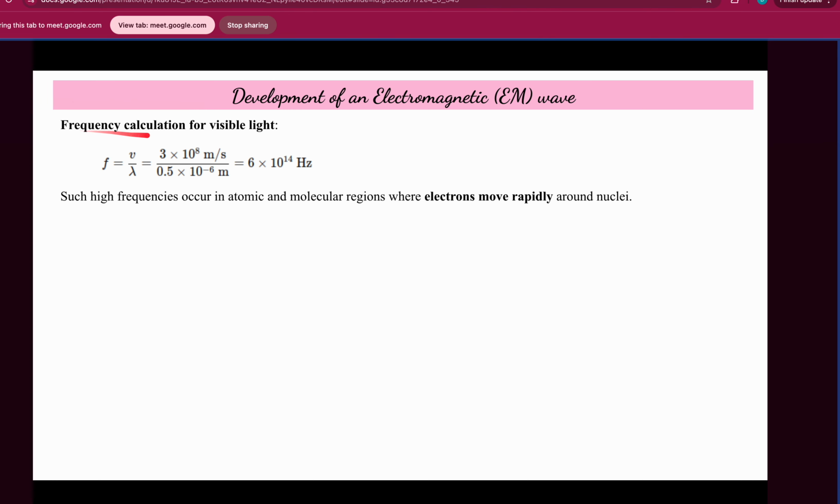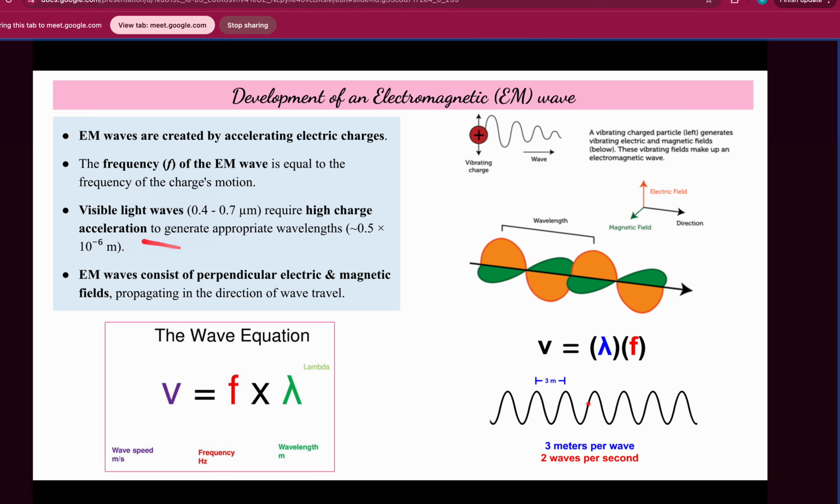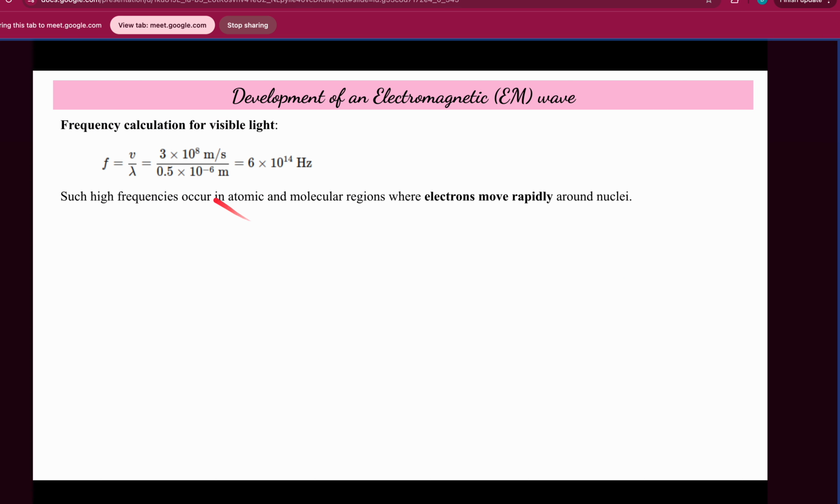Now this is a frequency calculation for visible light. If our aim is to reach a wavelength of 0.5 into 10 raised to power minus 6 meters, which we have seen here, because it ranges between 0.4 to 0.7 micrometer, we have fixed it to 0.5, which is in the middle. For that reason, we require a frequency of 6 into 10 raised to power 14 hertz, which is a very high frequency. And such high frequencies occur in atomic and molecular regions where electrons move rapidly around the nuclei.